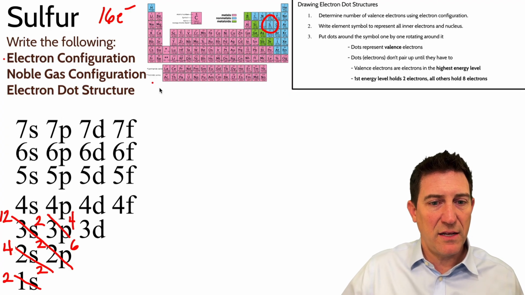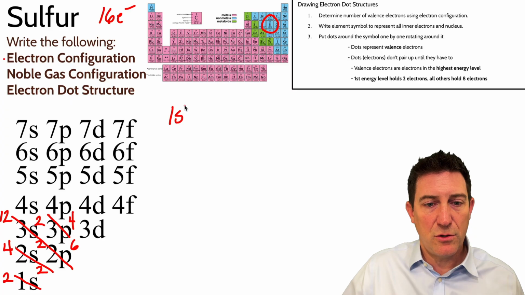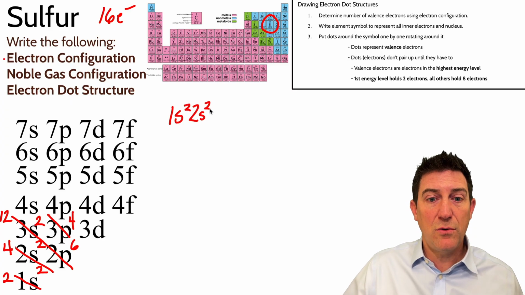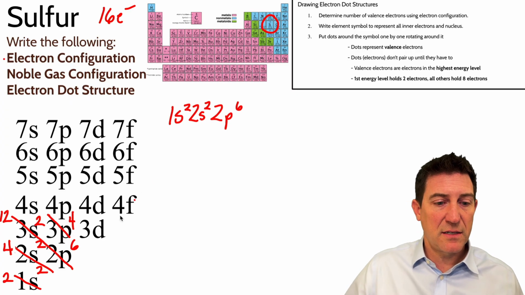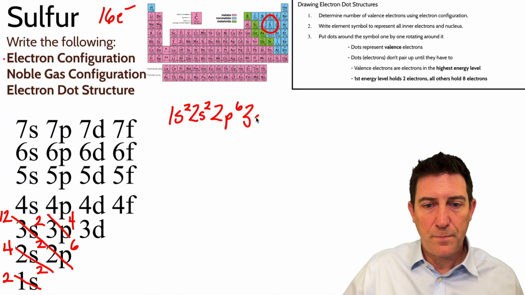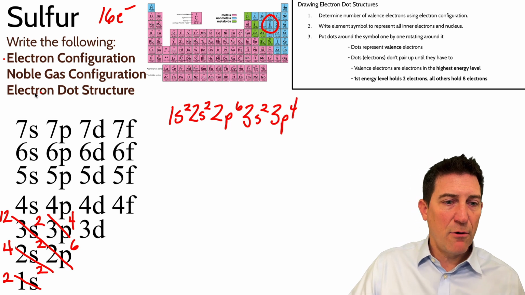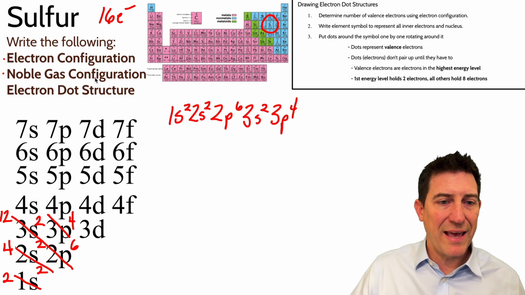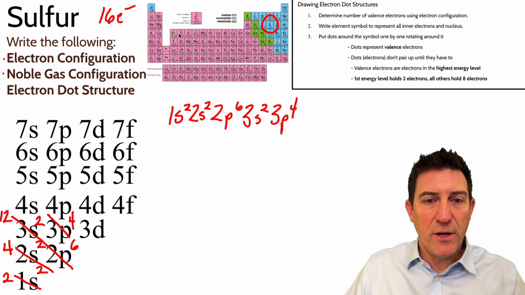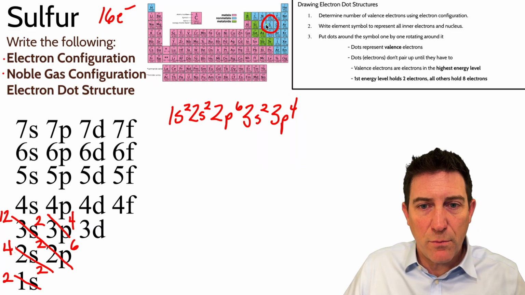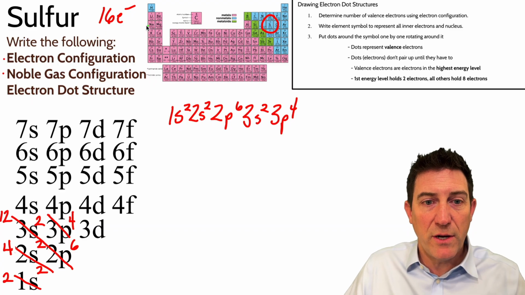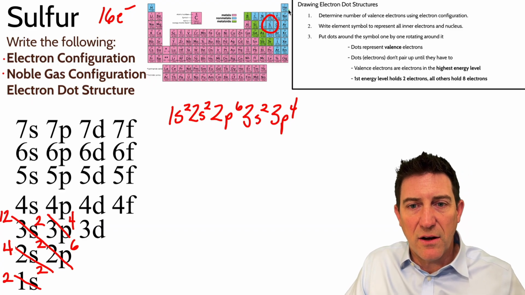So let's write out the electron configuration. 1s2, 2s2, 2p6, 3s2, 3p4. Now, just for practice, we want to see if we can turn that into the noble gas configuration. The way we do that, we come back here and find sulfur, and we work our way backwards until we reach a noble gas. Look, here's neon right there.